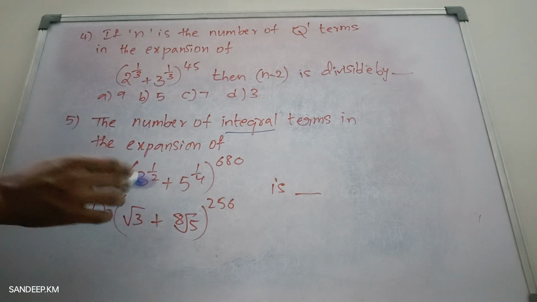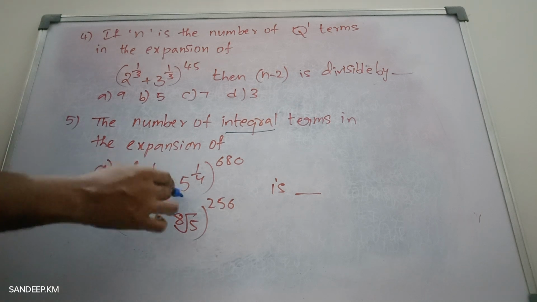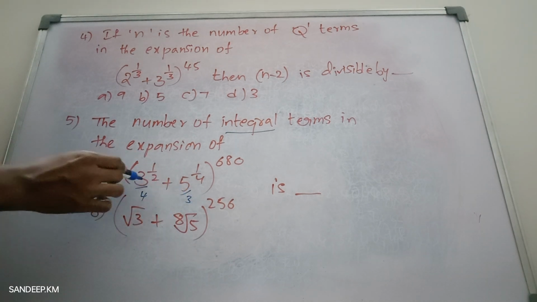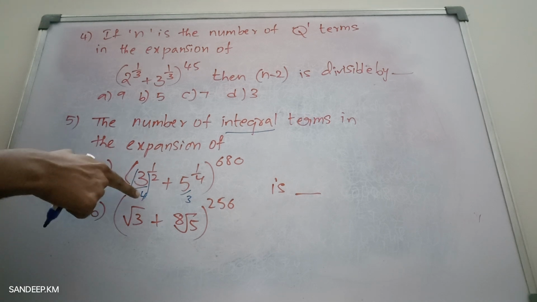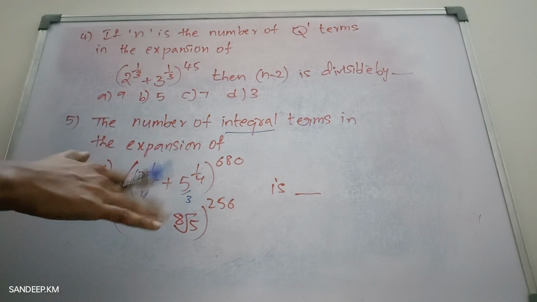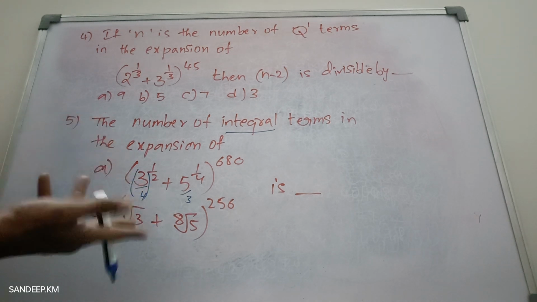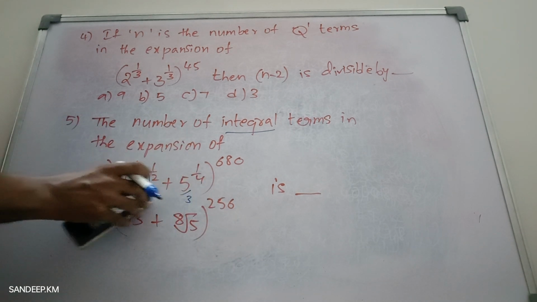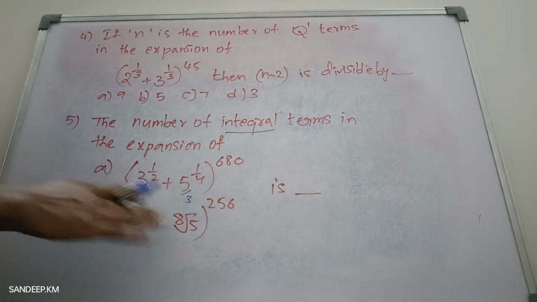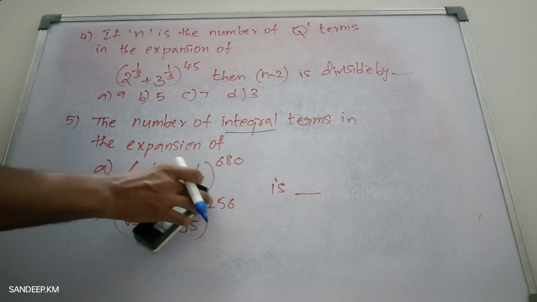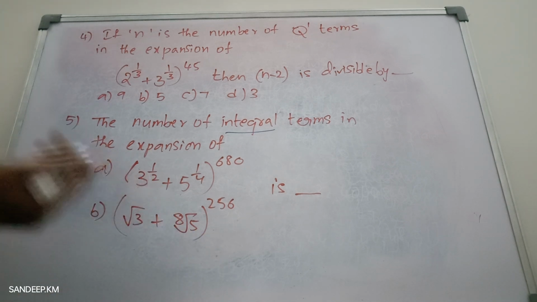For example, if the base is like 3 by 4, or 5 by 3, something like that, if you have got the base as a rational number, then the rational term need not be an integral term. But in the question, the base is an integer only, right? So all the rational terms will automatically be integral terms only. You find the number of rational terms. It is the same as the number of integral terms.